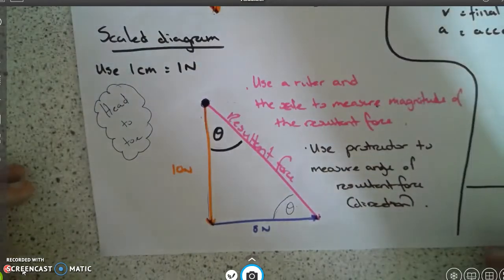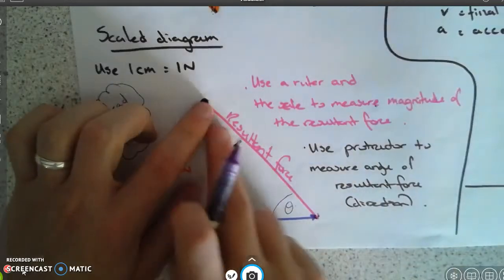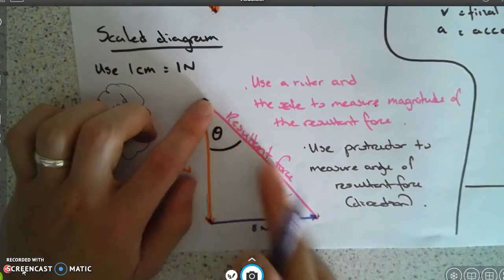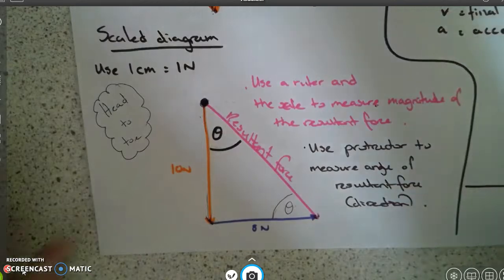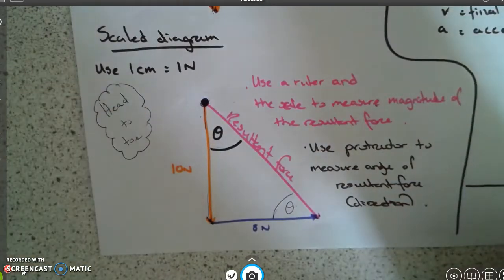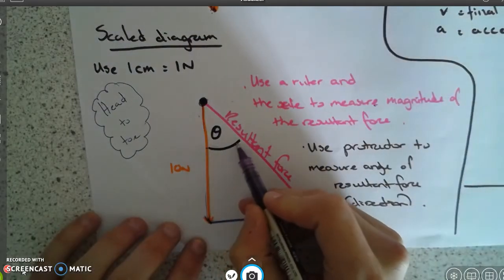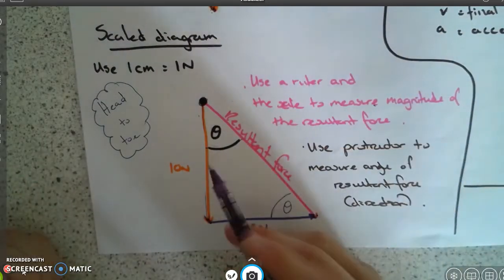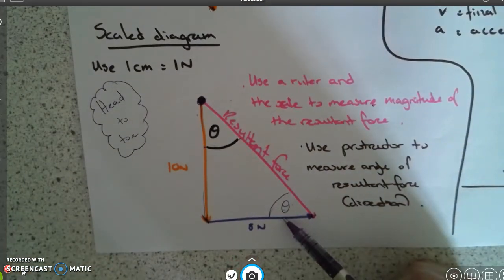So to find your resultant force, which has magnitude and direction because it's a vector, you use a ruler to find the length of this resultant force. Let's say it's 12 centimetres, and using my scale it's going to be 12 newtons. You then need to work out the direction. You do this quantitatively with a protractor. You measure an angle and say, right, that was 30 degrees from vertical, or 60 degrees from horizontal.